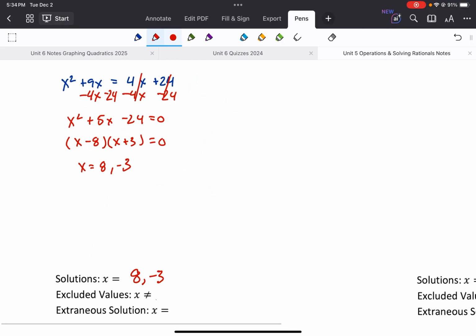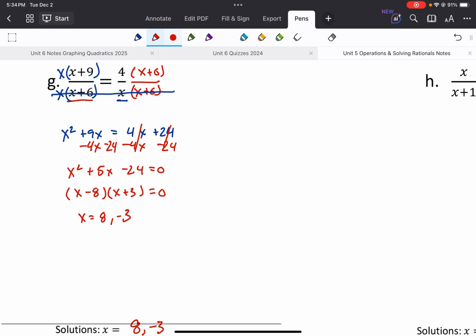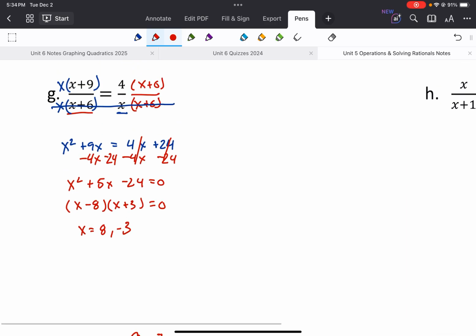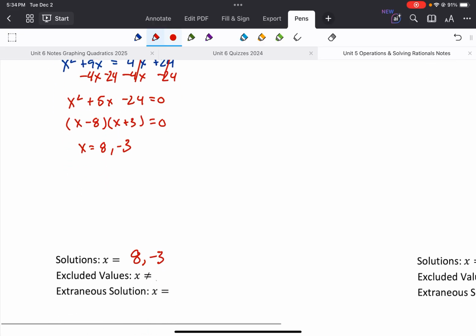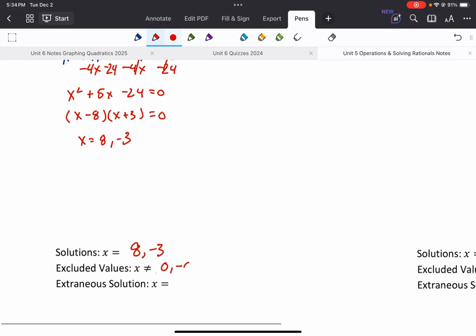And again, your homework may or may not have this part written out. I'd encourage you to at least abbreviate, just so you know what is what. Okay, all right, excluded values. It looks like x cannot be 0 or negative 6. So 0 and negative 6.